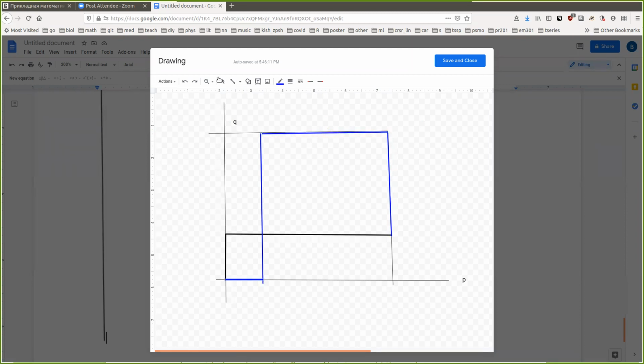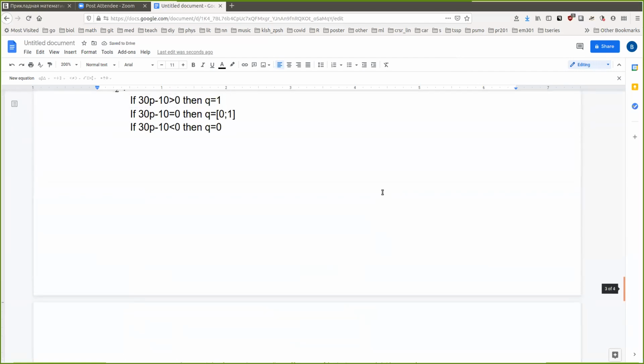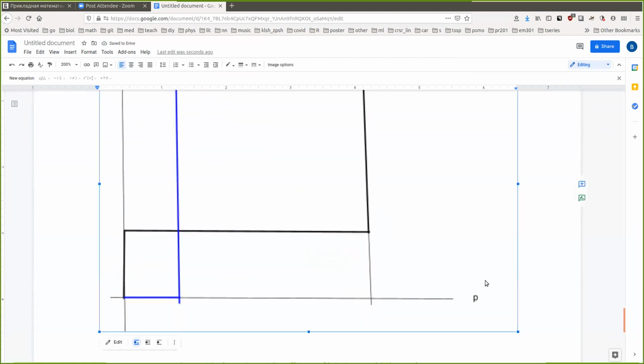Basically, I have too much blue color. Let me change the color of that line. It should be black. So the best response function of the first player is black, and the best response function of the second player is blue. And basically, oh, it's awful, but it's okay.